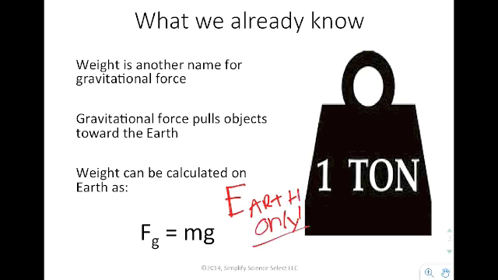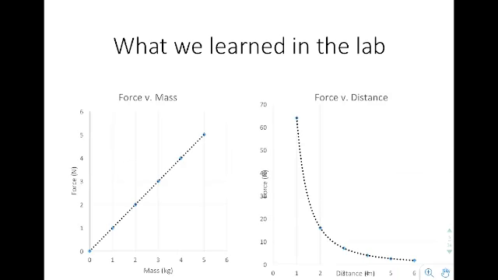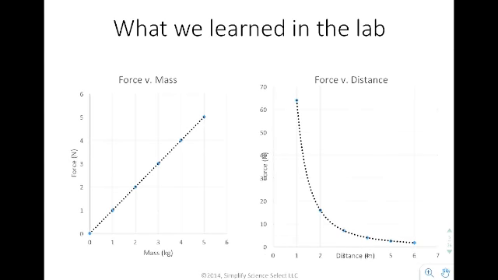Okay, so now here's what we learned in the lab. There's an attraction between any two objects with mass that we call gravity. So it's not just on Earth that there's gravity, but gravity is actually what attracts the Earth to the Sun, it's what attracts the Moon to the Earth, and so on. So we learned that as you increase the mass, the gravitational force between two objects increases at a proportional rate. So if you were to double the mass, you double the gravitational force.